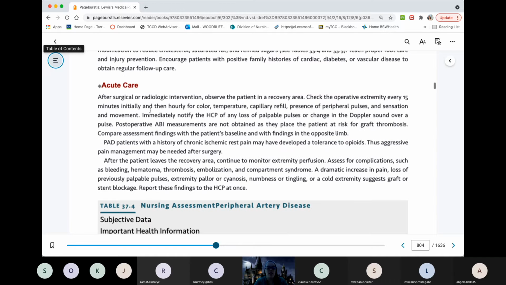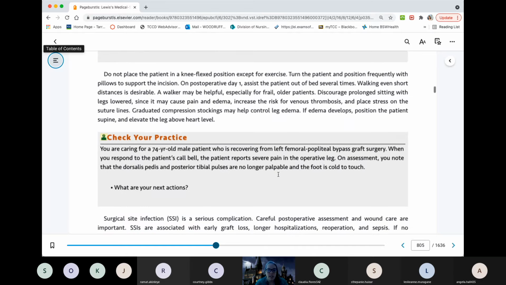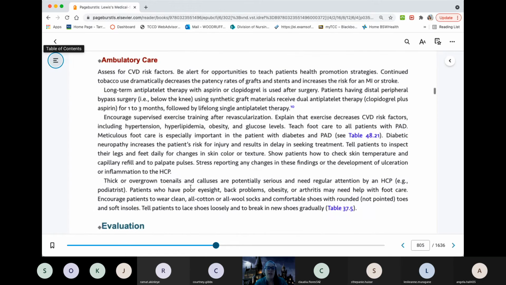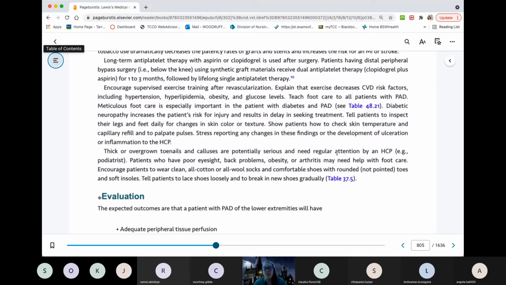And actually this acute care is just talking about post-surgery. And I'm like, okay, but what about in general? So I can also go, I'm just looking, this is all talking about that. Under the ambulatory care, it can tell me in general, kind of long-term, what I'm going to need to do for these patients. It says there are some meds I might need to give, supervised exercise training. That's a lot of prevention. And then it's saying foot care is important. Overgrown toenails and calluses are potentially serious and need regular attention.